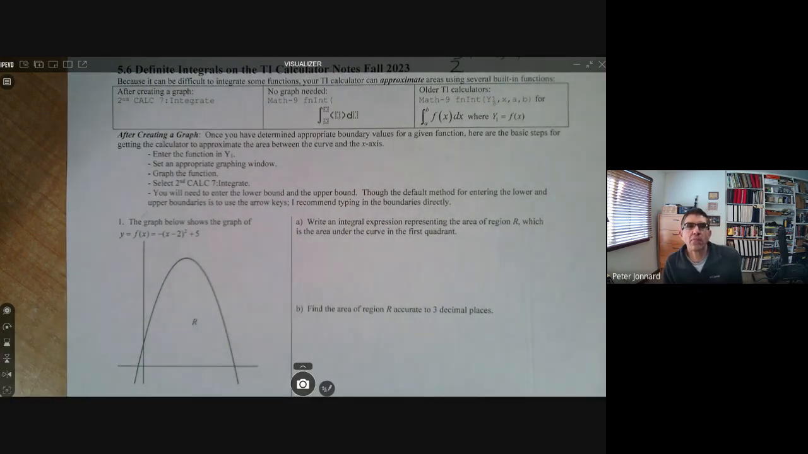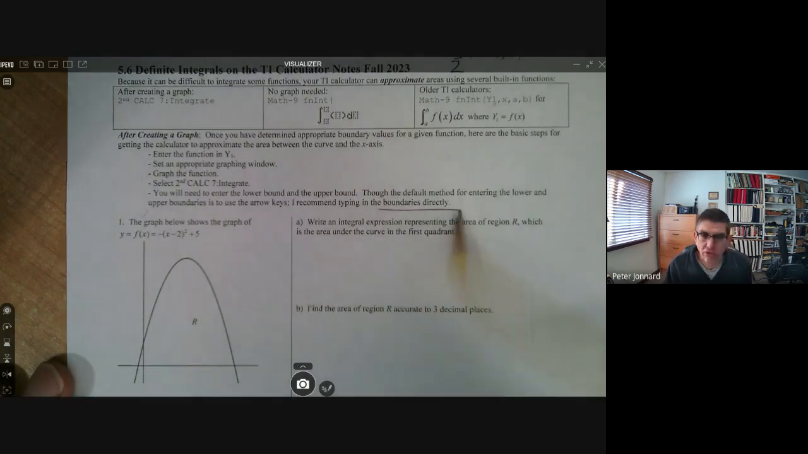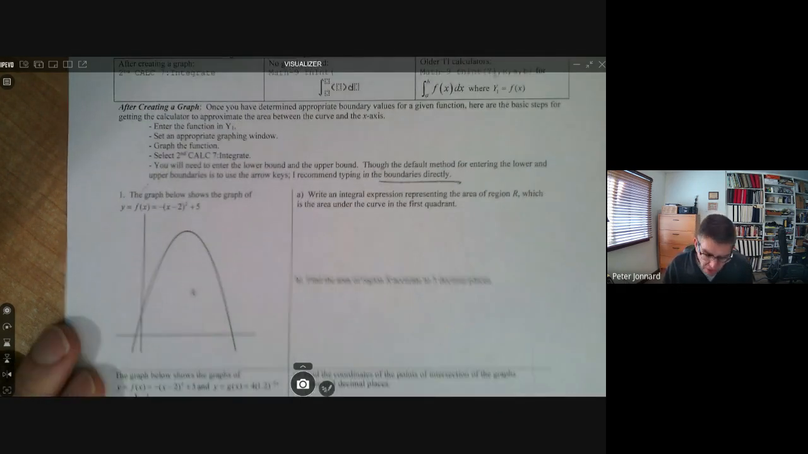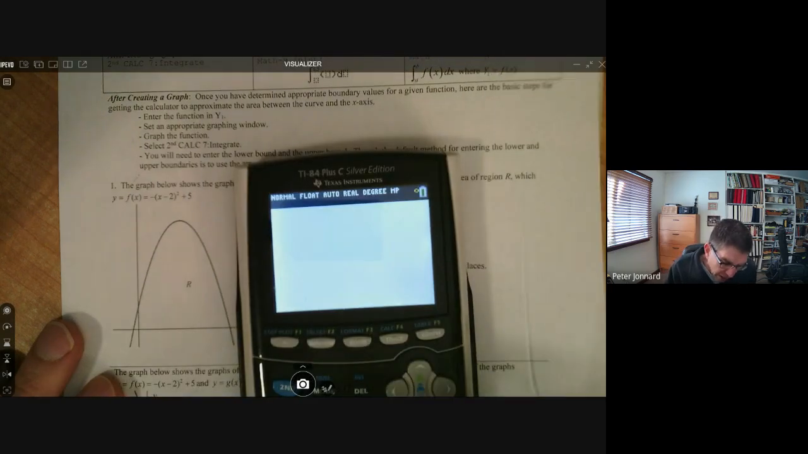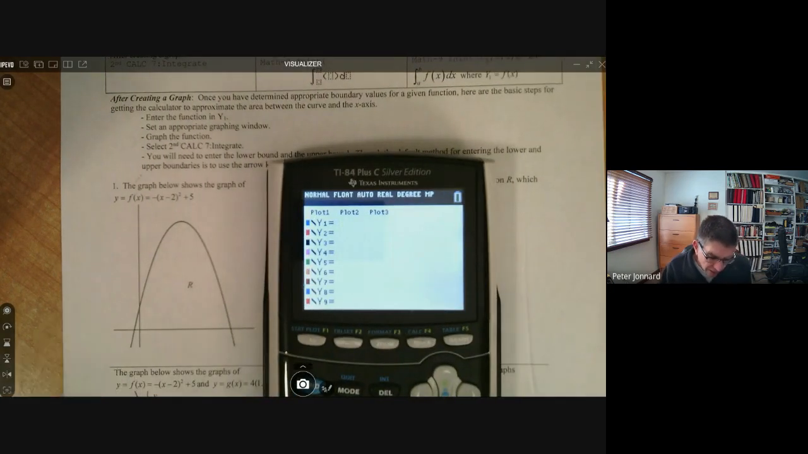And the default method for entering the upper and lower bounds is to use the arrow keys. I don't recommend doing that. I recommend you type the boundaries in directly, and I'll show you what I'm talking about. So here's an example of one. Let me go to the y equals button and just type this in as y1.